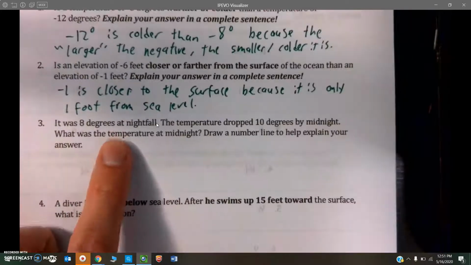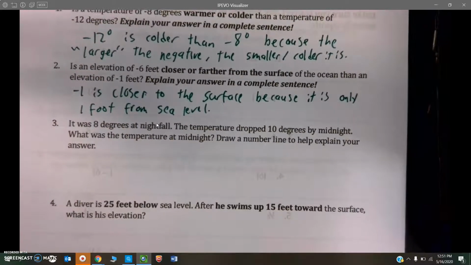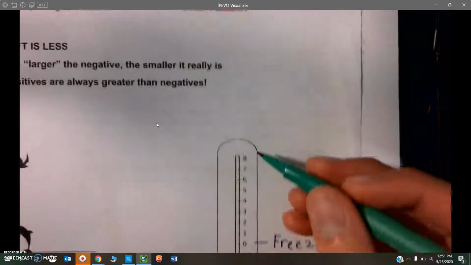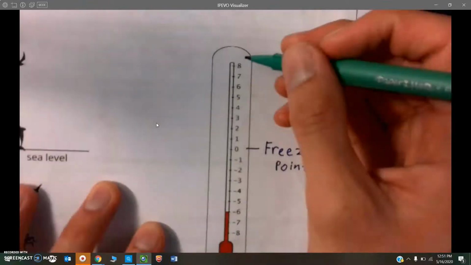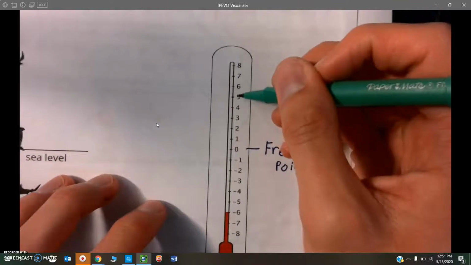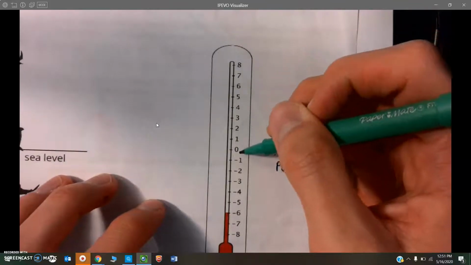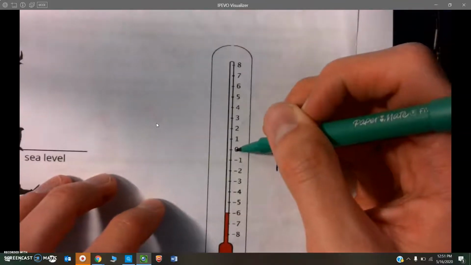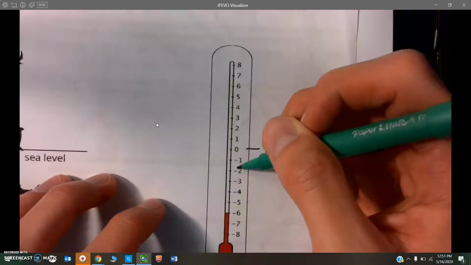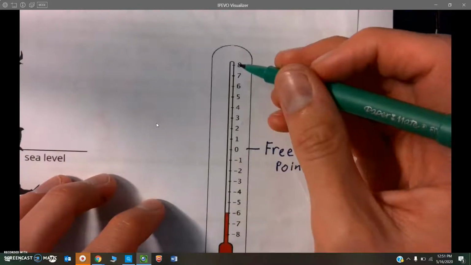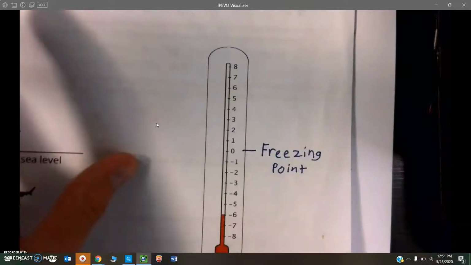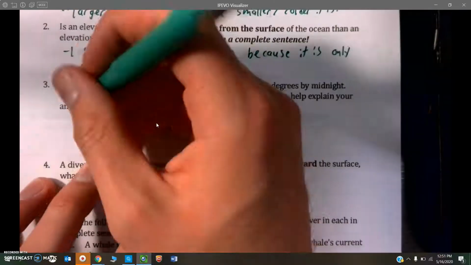It was 8 degrees at nightfall, and the temperature dropped 10 degrees by midnight. So what was the temperature at midnight? Draw a number line to help you explain your answer. So once again, we can see it's starting at 8 degrees. And then it counts down 1, 2, 3, 4, 5, 6, 7, 8. Now I'm at freezing point, but I have to keep going 2 more. 9, 10. So if I started at 8 degrees and dropped 10 degrees, I would now be at -2 degrees.